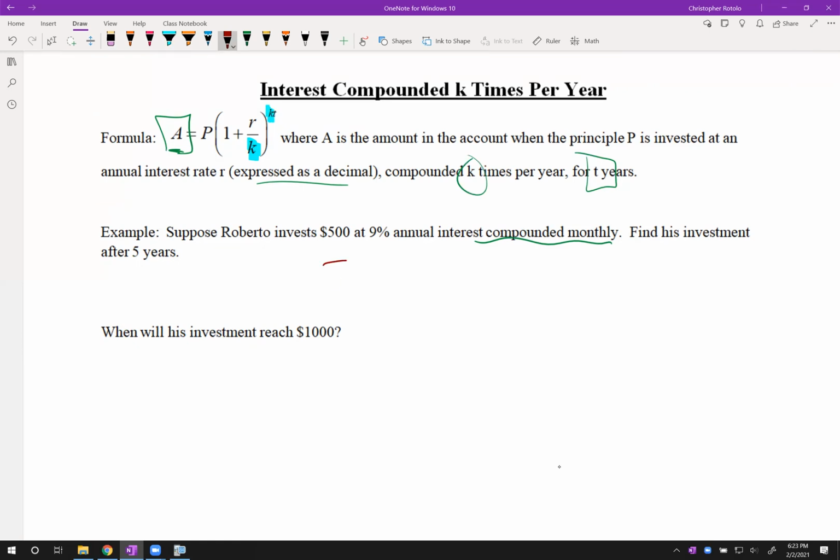Okay, so Roberto has $500, 1 plus the rate 9%, 0.09. It's compounded monthly. So how often is that? That's 12 times a year, and it's 12 times how long will we leave that in there? 5. So we know the exponent becomes 60 there. All right, so calculator order, some things you're going to do is 0.09 divided by 12 plus 1, and then hit your caret.